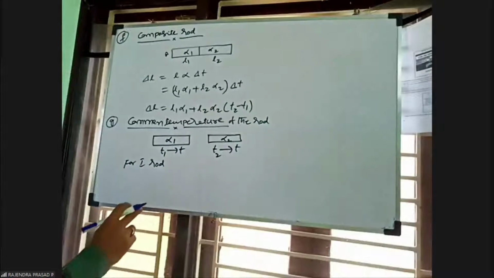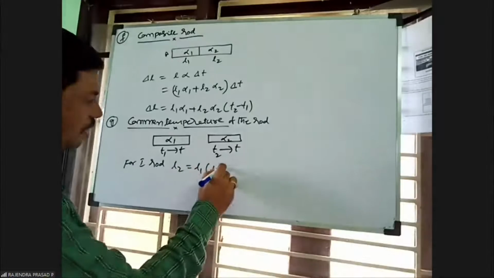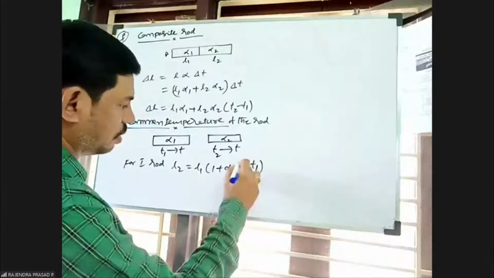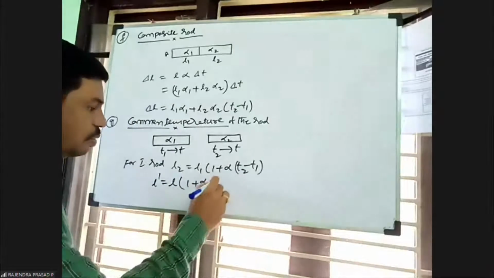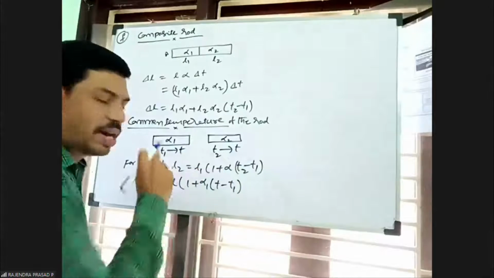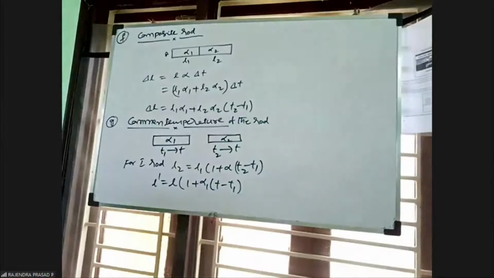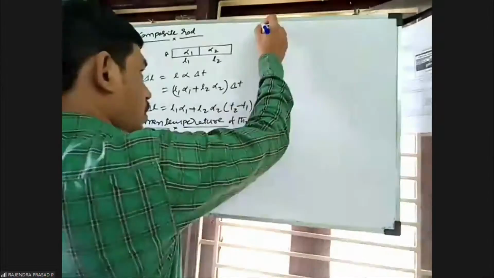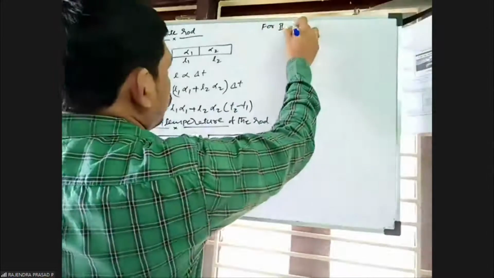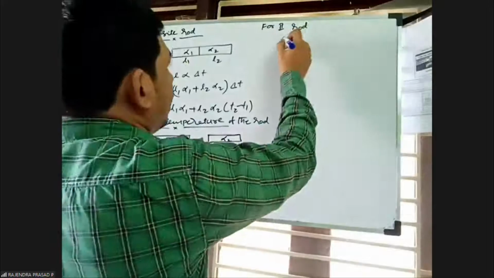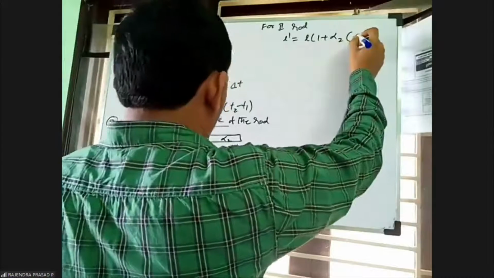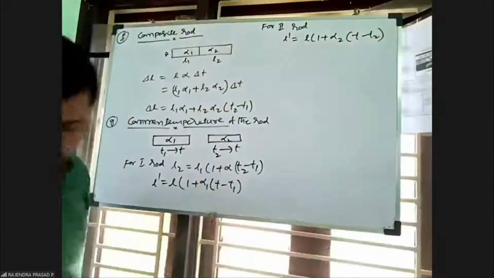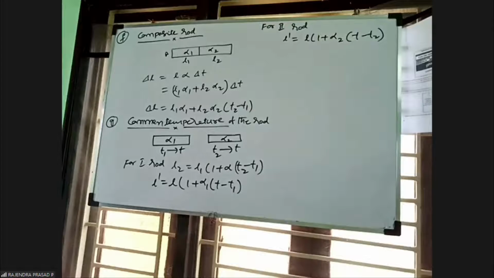So for the first rod, L dash is equal to L into 1 plus alpha 1 into T minus T1. For the second rod, L dash is equal to L into 1 plus alpha 2 into T minus T2.